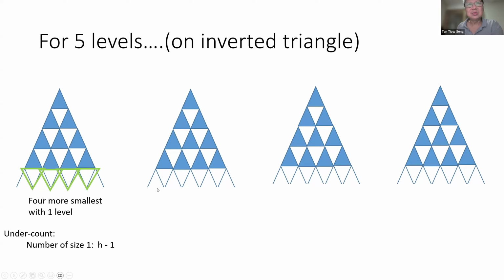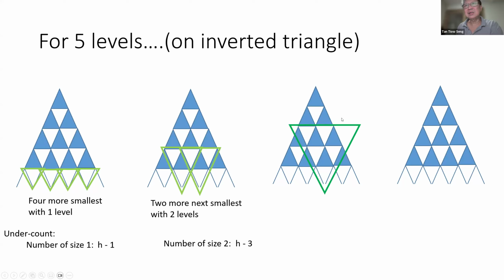Now what about size 2? This is new because this card is new. These two cards are new. Okay, so this is legitimately a new triangle. This is also new. And that's all I have. So two more next level. Number of size 2, I miss out by h minus 3. Okay, h is 5. 5 minus 3 is 2.